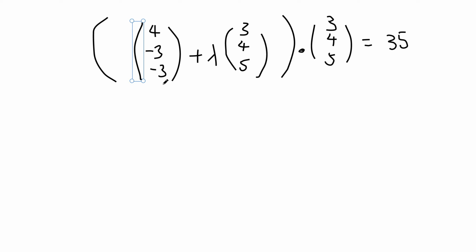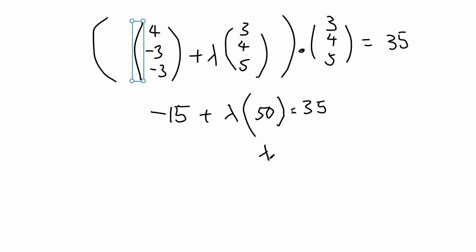So if we expand this out, we can use the distributive law to expand the dot product. So we start with this dot with this, which we get minus 15. Okay, plus lambda times this dotted with this, which gives us 9, 16, 25. So that's 50 equals to 35. And a bit of rearrangement will tell us that the value of lambda is equals to 1.